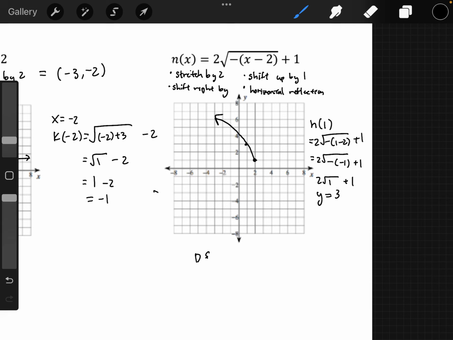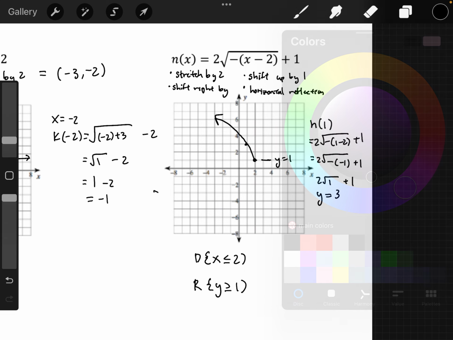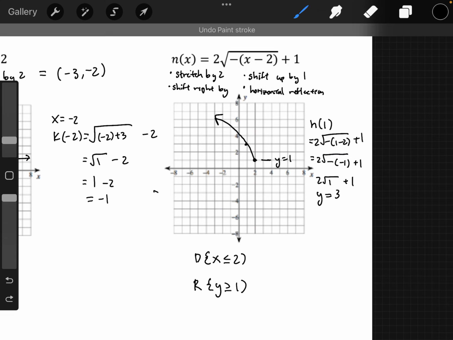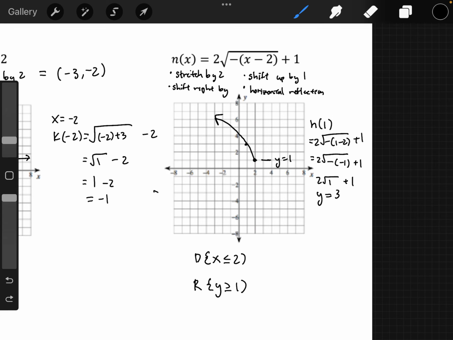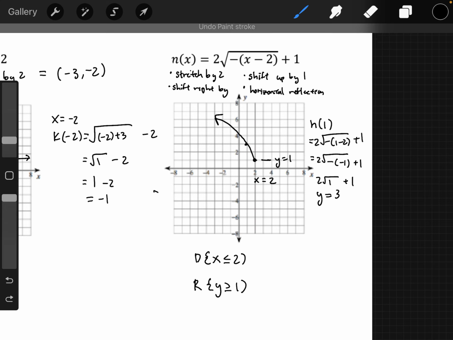So the graph is going this way. So we know that the domain is the values of x less than or equal to 2. And the range is the values of y greater than or equal to 1. You see here that when y equals 1, that's the minimum value of the graph, so everything has to be above that. And here, x equals 2, and it's moving in this direction, so everything has to be less than or equal to 2.